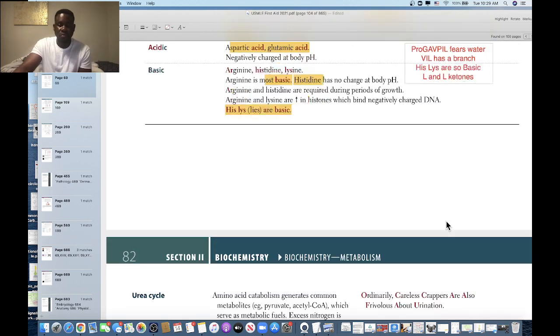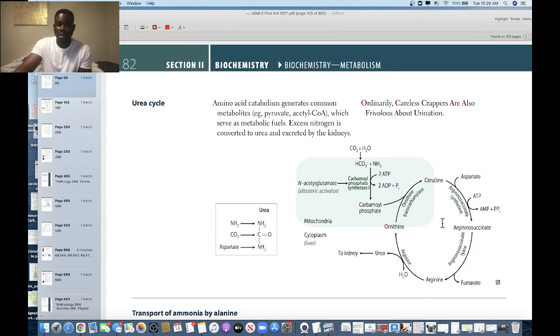Okay, let's go to the next thing. Another high yield, very very high yield. You will not meet an exam without this. Like, then it's not an exam. Okay, urea cycle. They want us to understand what is urea. Urea is the end product of what? Metabolism of proteins, right? Okay, let's see how we form it.